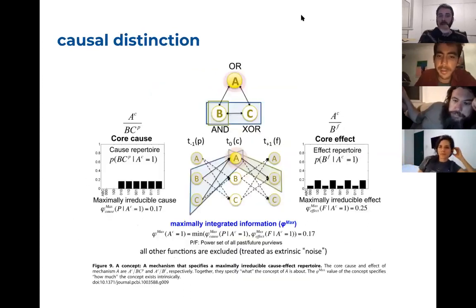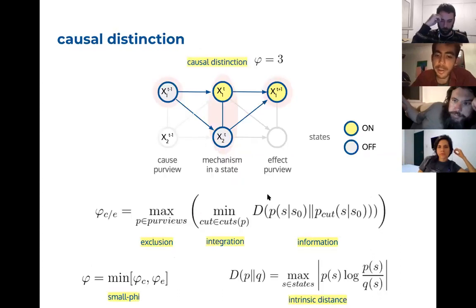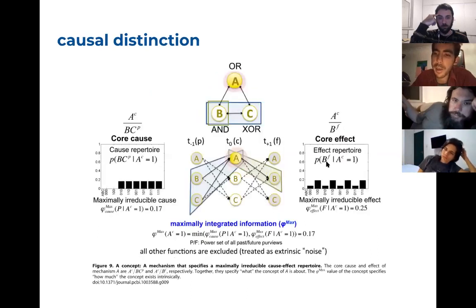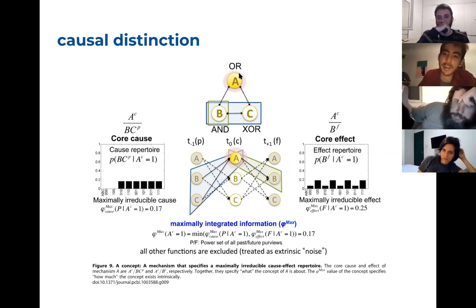So yeah, this is the picture in the paper, right? After you go over this process of minimization over cuts and maximization over purviews, cause purviews, you identify whether this part exists from the point of view of the system. From the point of view of ABC, A exists as an irreducible, maximally irreducible part, which is called the causal distinction.